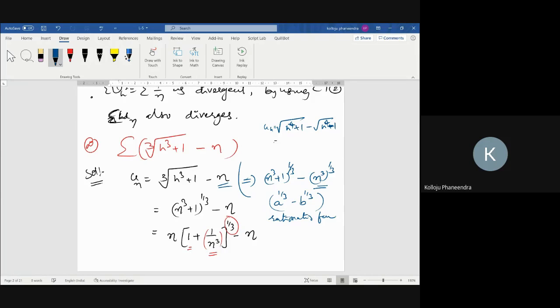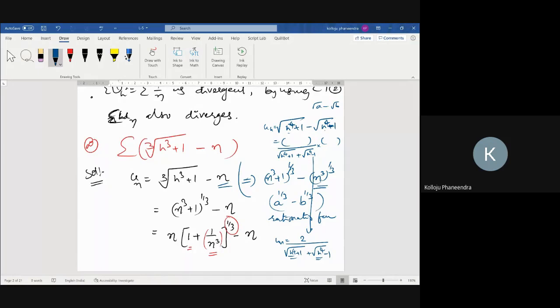For this problem, you know root a minus root b. What is the rationalizing factor? Root a plus root b. So multiply this by n power 4 plus 1 plus n power 4 minus 1. Then n power 4 gets cancelled. You will get a constant in the numerator. So this becomes 2 by n power 4 plus 1 plus n power 4 minus 1. This is un. Then take n power 4 common outside, completely in the denominator.